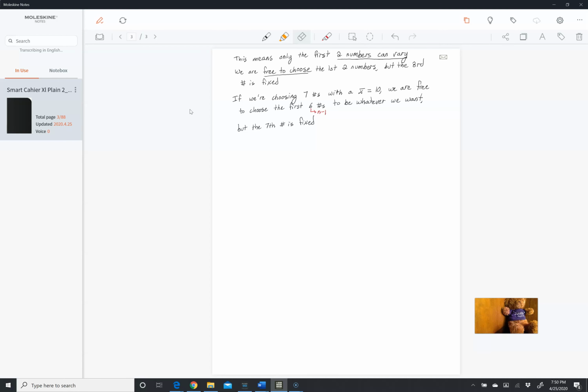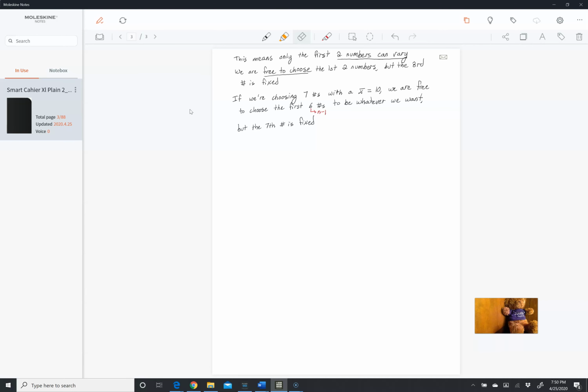Okay, so the first 6 numbers could be 1, 2, 3, 4, 5, 6. The 7th number has to be a specific number so that we get to a mean of 10. We could choose the first 6 numbers to be 2, 4, 6, 8, 10, 12. The last number is a specific number to make the mean equal to 10. We can't choose all 7 numbers because then how do we guarantee that the mean is 10? But the first 6 we can choose to be whatever. I could say give me 6 random numbers and I'll tell you what the 7th number is. That's a formula that we can develop, okay?